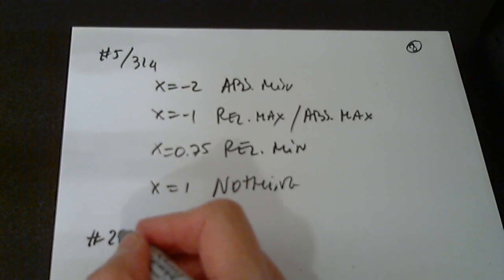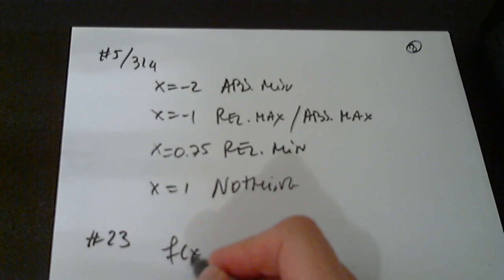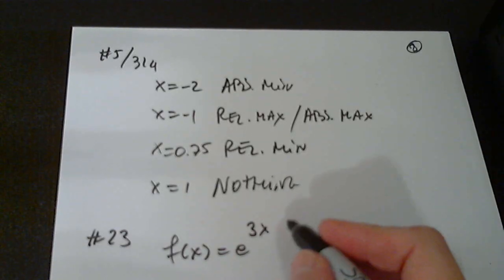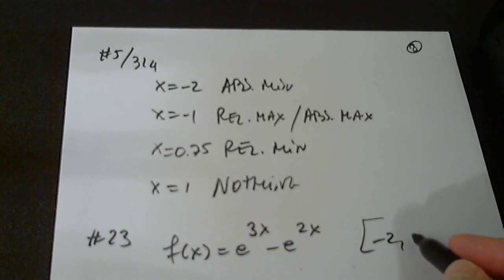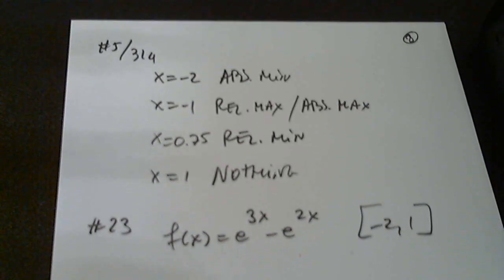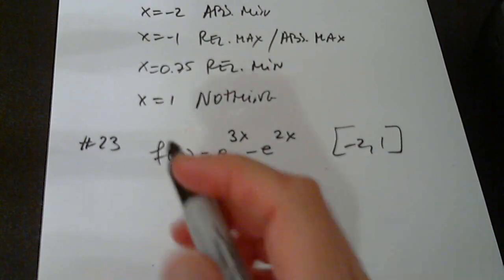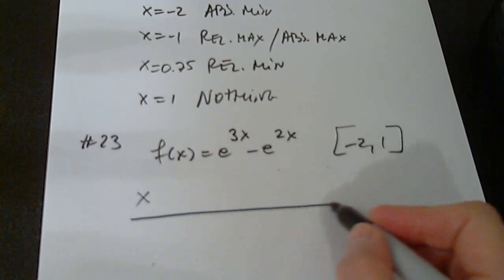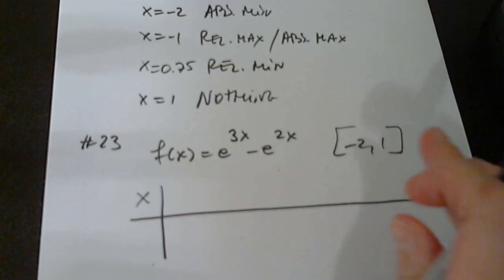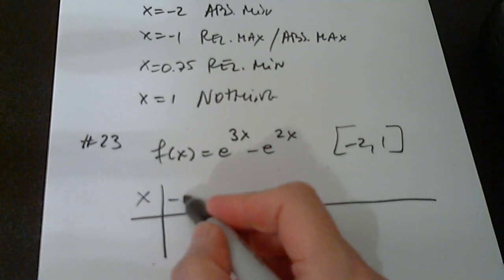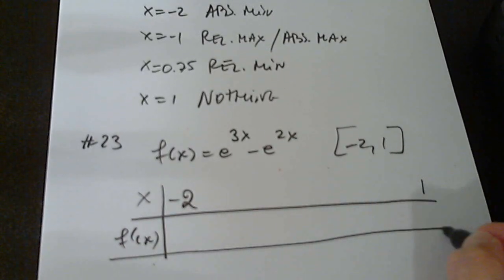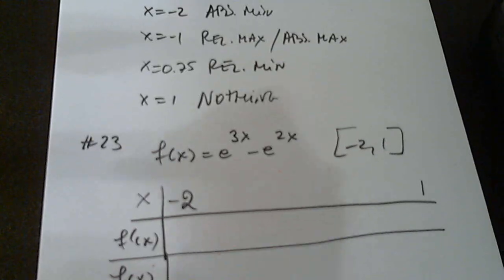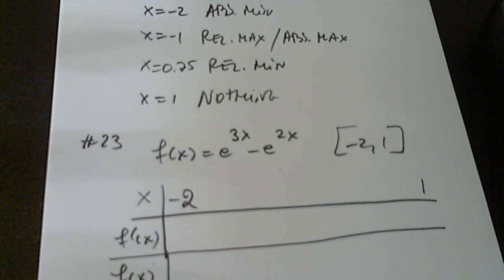Okay, I will choose 23 then. We have f of x equals e to 3x minus e to 2x, and the interval is -2, 1. Okay. We'll read the question again in a moment, but immediately start the table, and you can only put this in, nothing else. -2 to 1, so f prime of x, and then f of x.